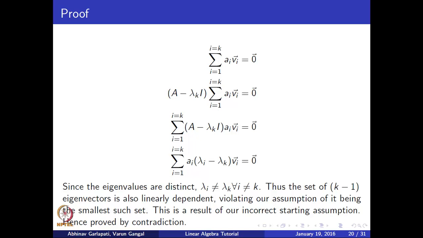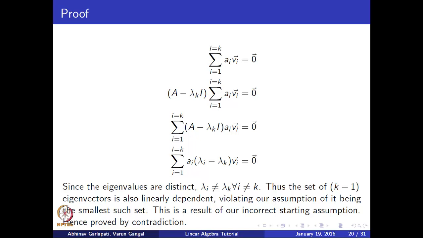Note that we are considering the smallest such set. Since the set is linearly dependent, this means there exist real constants Ai such that the summation of Ai Vi is equal to 0. Now let's multiply both sides of the equation by (A minus lambda_k times I). Since Vk is an eigenvector of A, (A minus lambda_k I) Vk will be equal to 0. We can understand this from the characteristic equation. Hence, the term corresponding to Vk disappears from the equation, since it goes to 0.